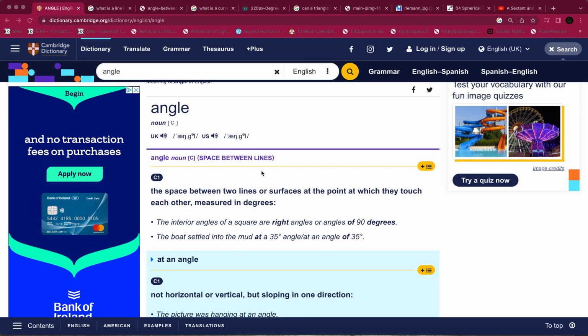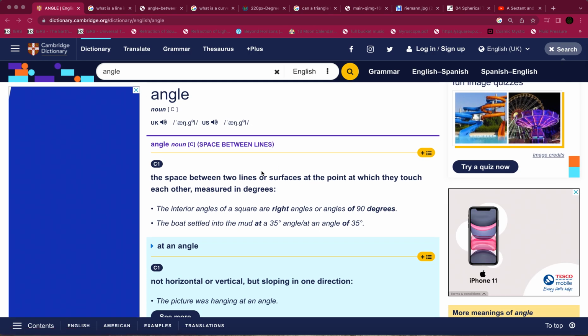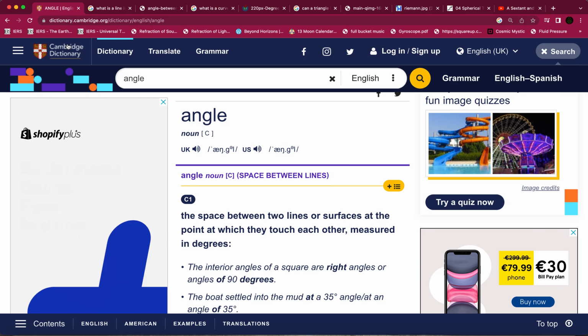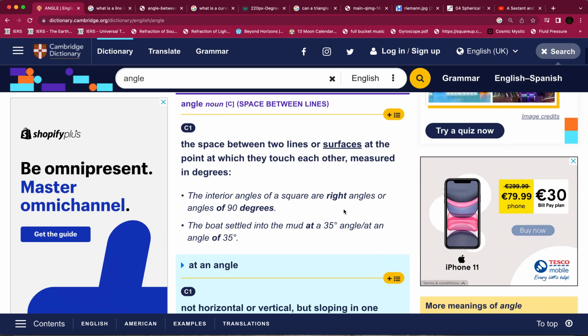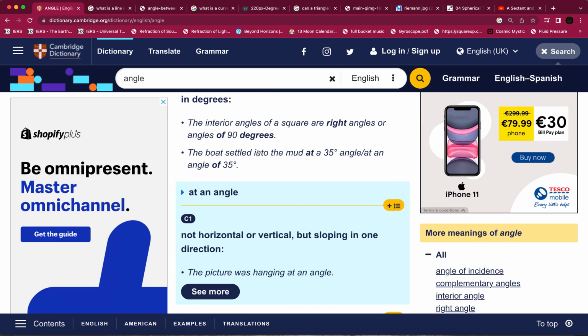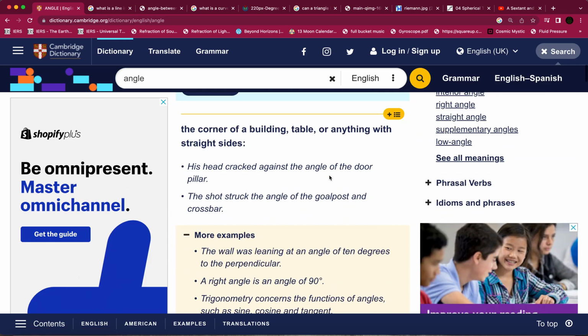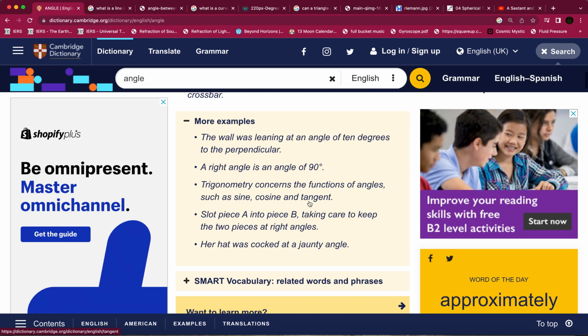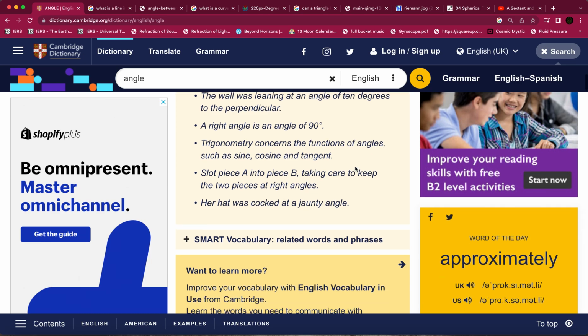Okay, let's start here with the definition of angle from the Cambridge Dictionary. The space between two lines or surfaces at the point at which they touch each other, measured in degrees. The interior angles of a square are right angles, or angles of 90 degrees. The boat settled into the mud at an angle of 35 degrees. The corner of a building, table, or anything with straight lines. The wall was leaning at an angle of 10 degrees. A right angle is an angle of 90 degrees.